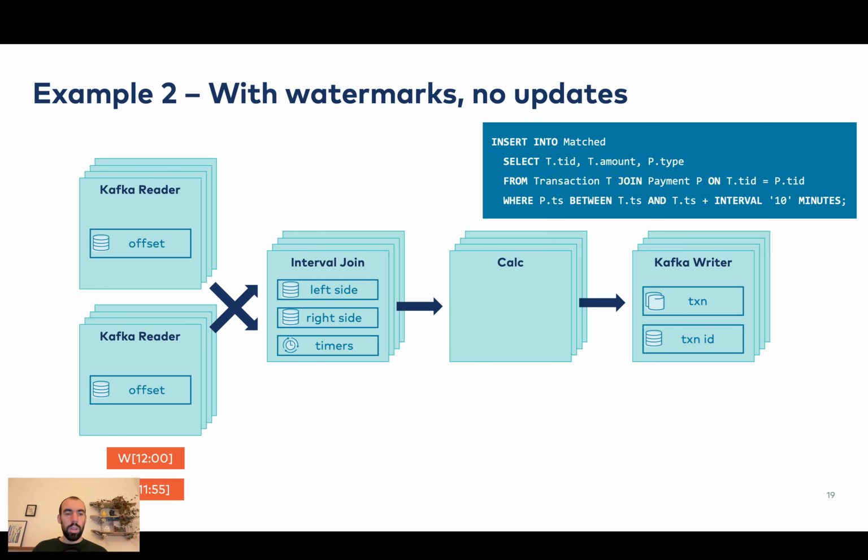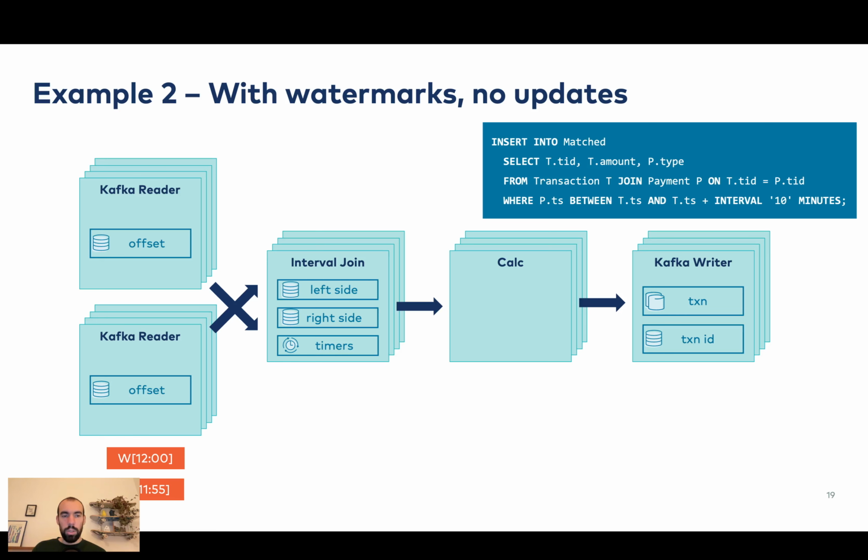But the important thing now is that there are also watermarks traveling silently between the rows. And in this case, we know, for example, that the upper transaction has a watermark at 12 o'clock, and the payment is still lagging a little bit behind. We are still at 11:55. But this information already helps us to determine the watermark of the interval join.